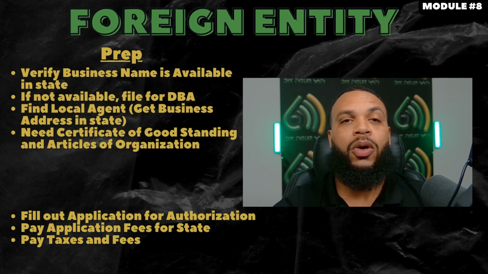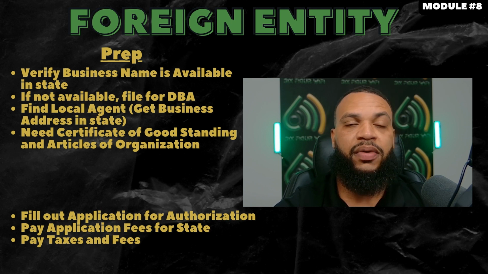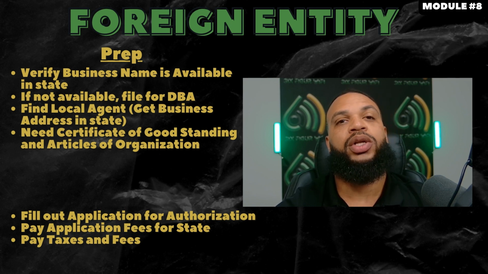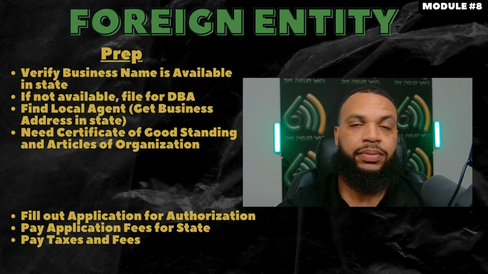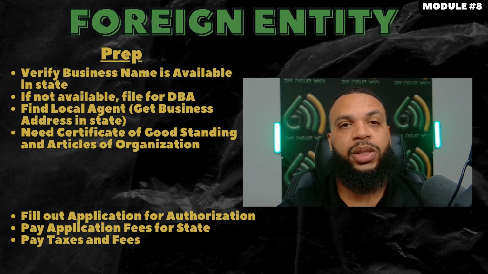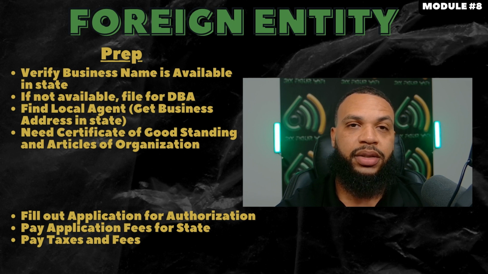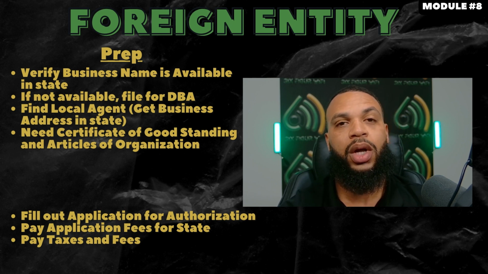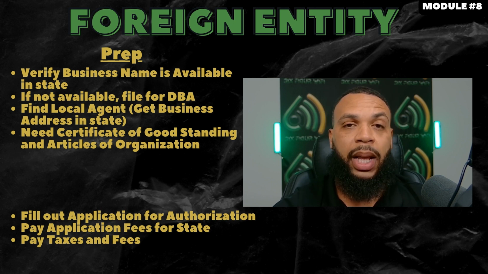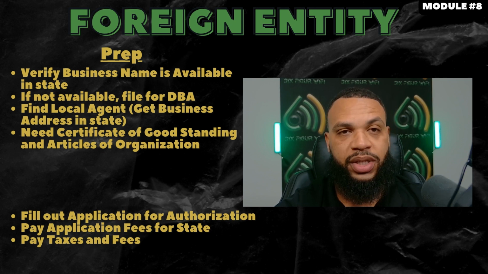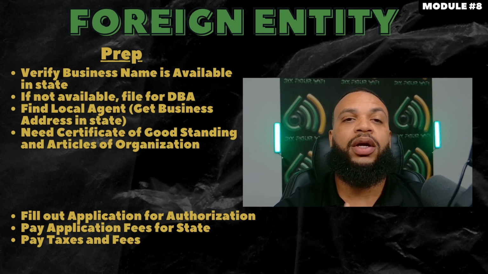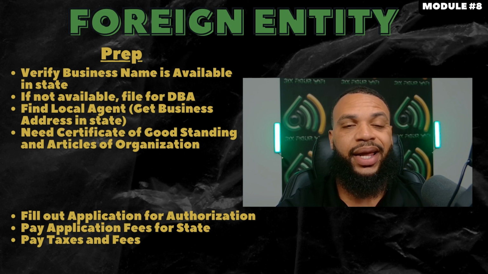And you also want to make sure that your certificate of good standing is good. You make sure that you paid your annual fees, and make sure that you have your articles of organization. So this is going to be the prep work before you actually go to these banks. After that, you're going to fill out the application for your authorization, then pay the application fees for the state, and then pay the taxes and fees.